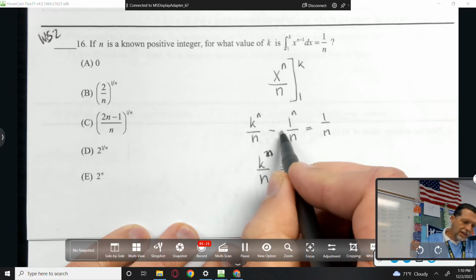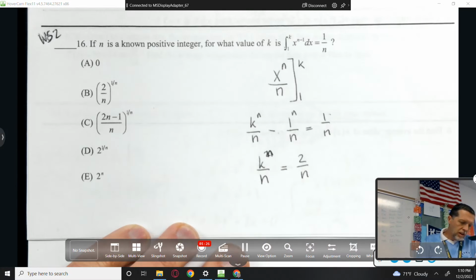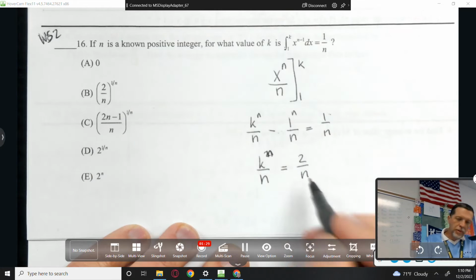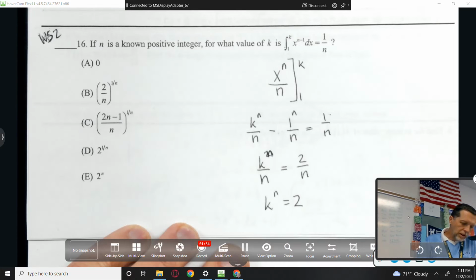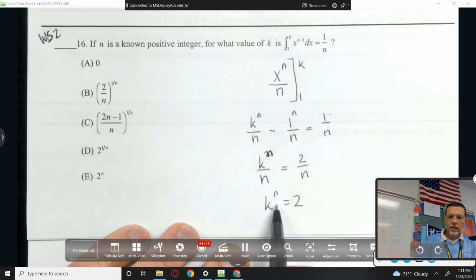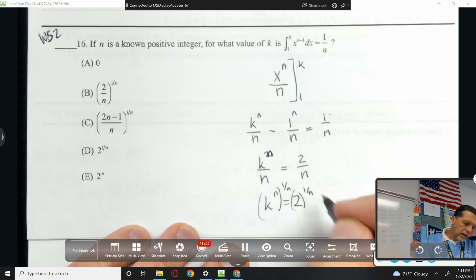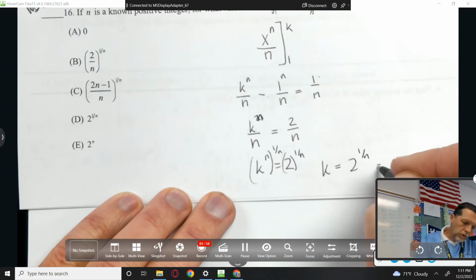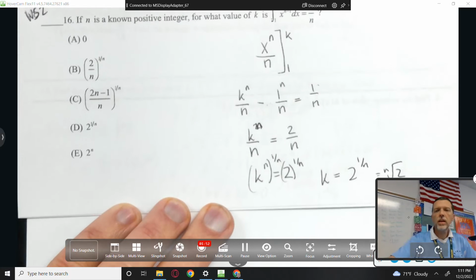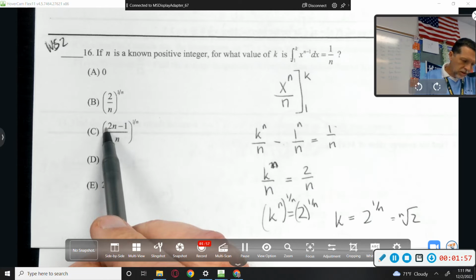equals, I'm going to add 1 over n to both sides, so I get 2 over n. And then I would just multiply both sides by n and get k to the n equals 2. And then I would need the nth root, or the power of 1 over n. So k would be 2 to the 1 over n, or the nth root of 2, that's the same thing. I guess I should have been looking at my answer choices to see if I was getting something close. You did. 2 to the 1 over n.